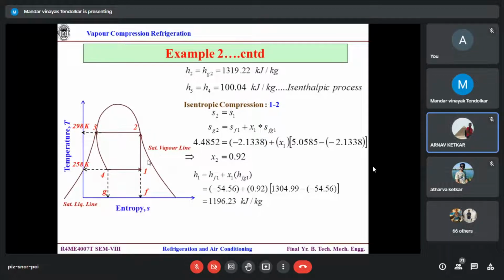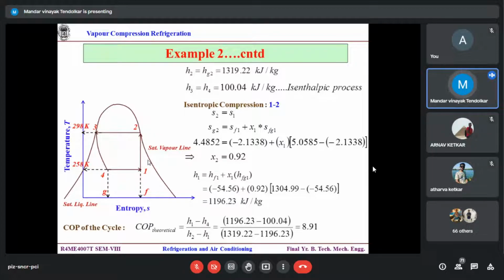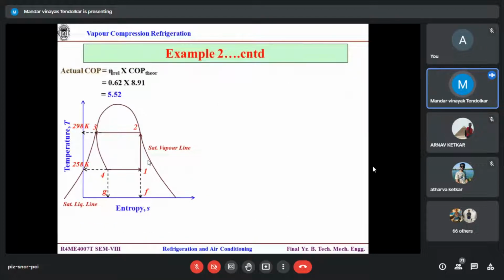Yes, sir. So now you can calculate the COP. Is this one correct? H1 minus H4, refrigeration effect, divided by H2 minus H1, that is compressor work. Is this correct? Yes, sir. Now given to us that 62% of this is the actual value. So 62% of whatever answer you have got is the actual COP.